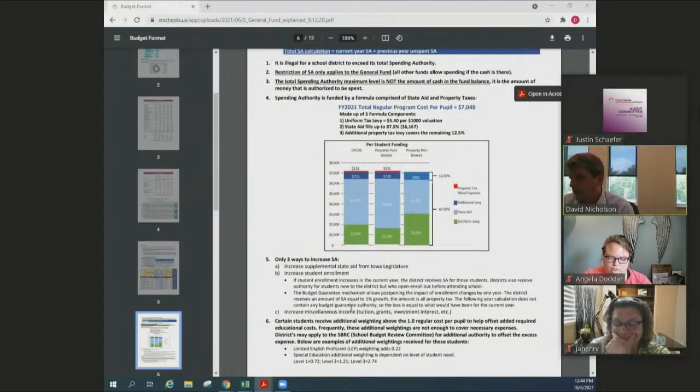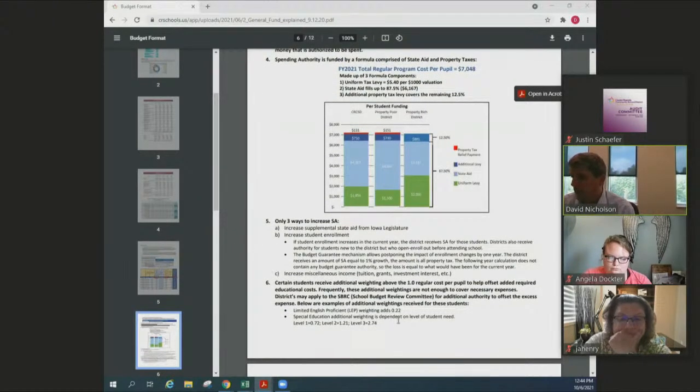That is a good part of that. The other thing that helps increase our supplemental state aid is additional weightings. Special ed students obviously give us additional weightings. We get additional weightings for LEP students, English as a second language. We get a 0.22 weighting. For special ed, if you're a level 2 student, a little more severe, you get an additional 1.2 weighting for every student. If they're very severe, you're getting an additional $2.74 weighting for those students. That's how we get a lot of our funding.